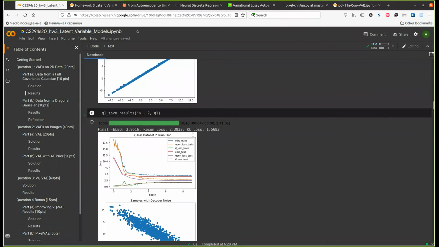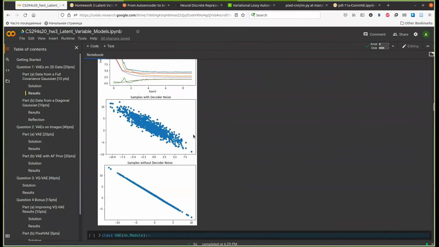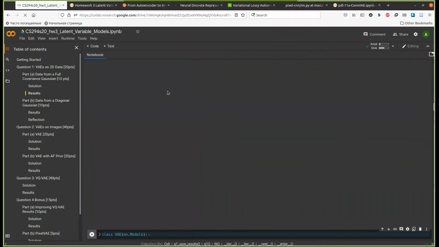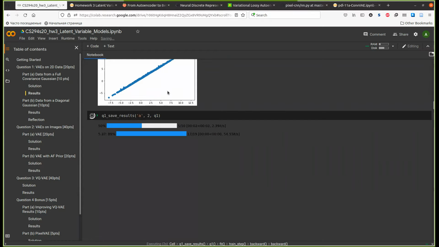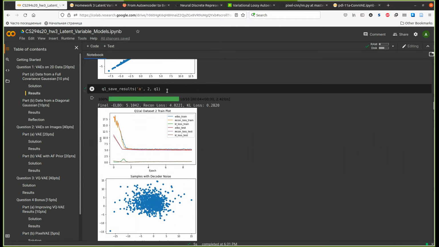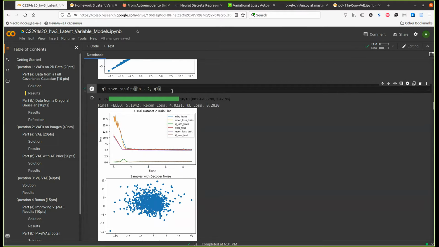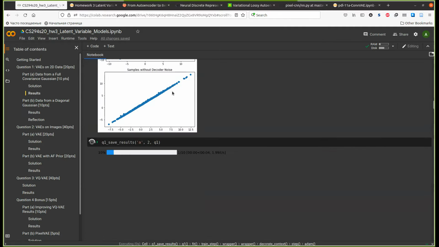Okay, and then we can model another distribution with a different covariance matrix, and we will have the same results. Okay, so it did not converge this time for some reason. Let me see what's going on here.